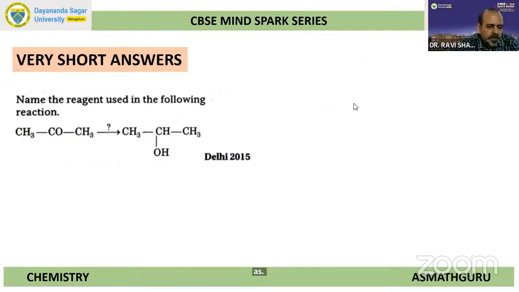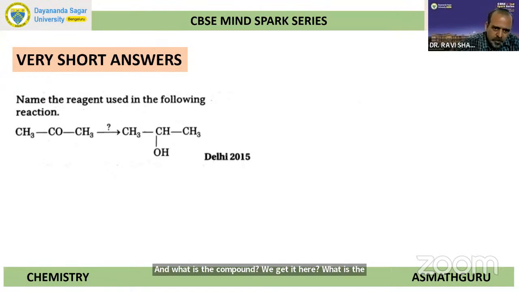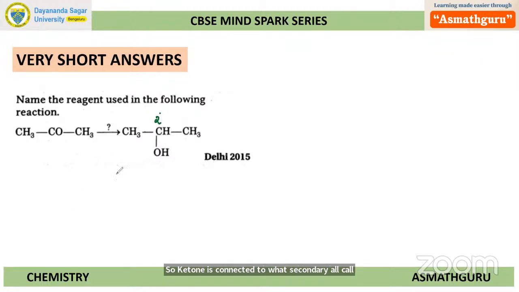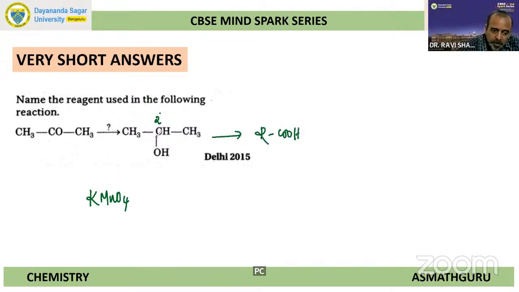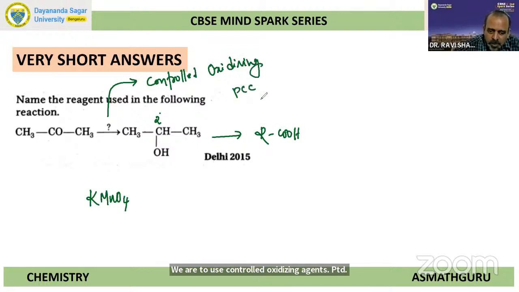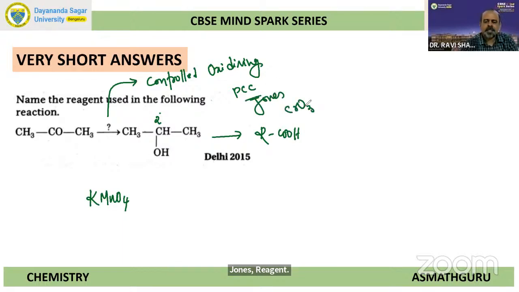And what is the compound we get here? What is the reagent? So ketone is converted into what? Secondary alcohol. KMnO4? KMnO4 is a strong oxidizing agent. What will happen? Then this also becomes carboxylic acid. We have to use controlled oxidizing agents: PCC, or Jones reagent, or simply chromium oxide in acetic anhydride. These are all controlled oxidizing agents. They stop the reaction at aldehydes or ketones.